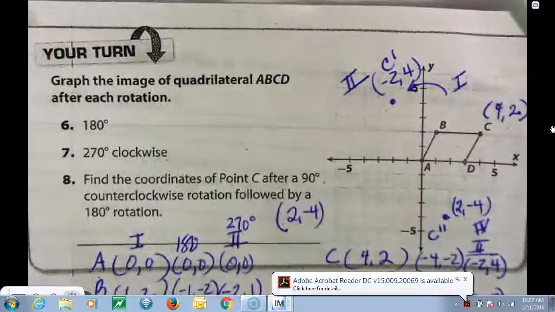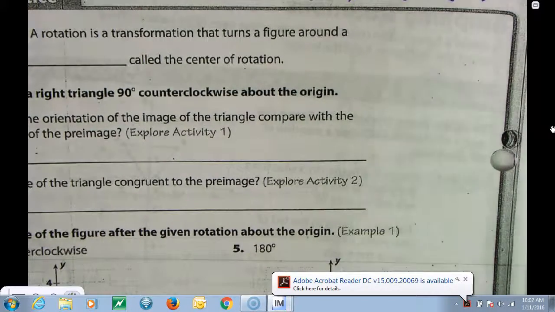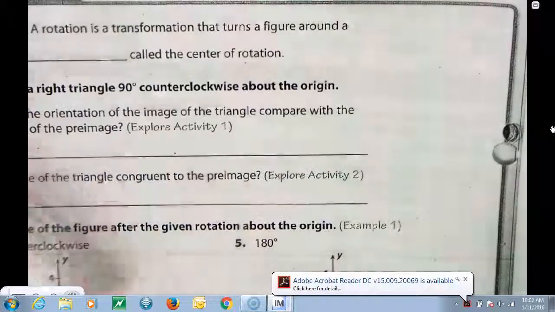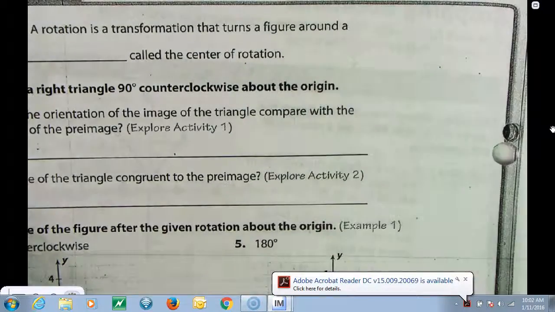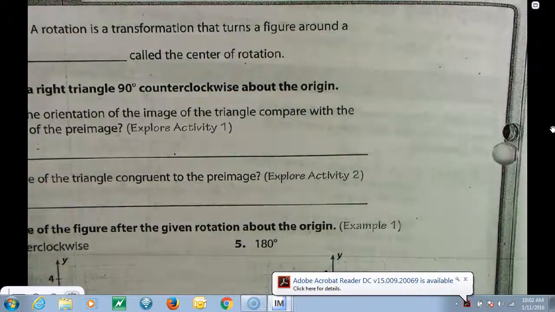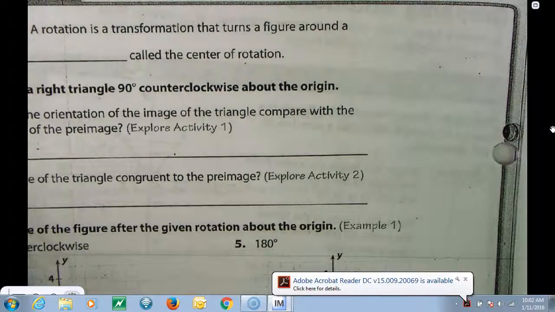Okay, we good? Finish this sentence. On a 180-degree rotation, you switch the signs. What do you do on a 90 or a 270? Switch the numbers, and then how do you determine whether it's negative or positive? What quadrant you're in.